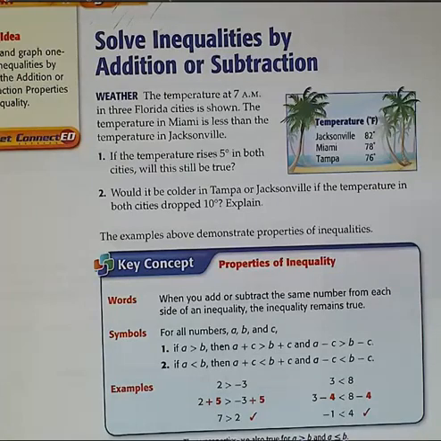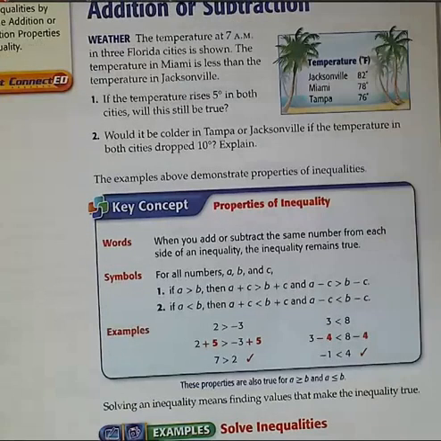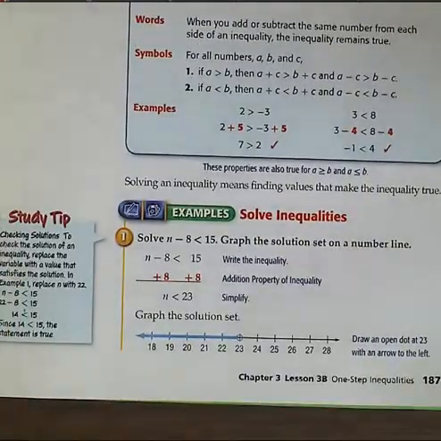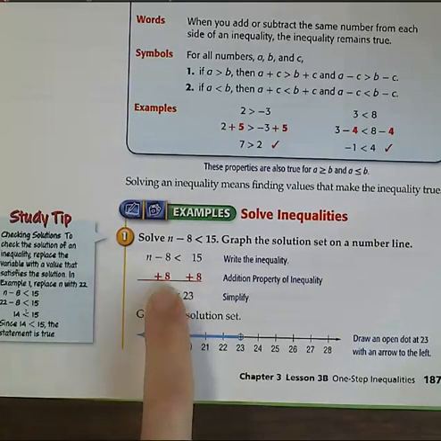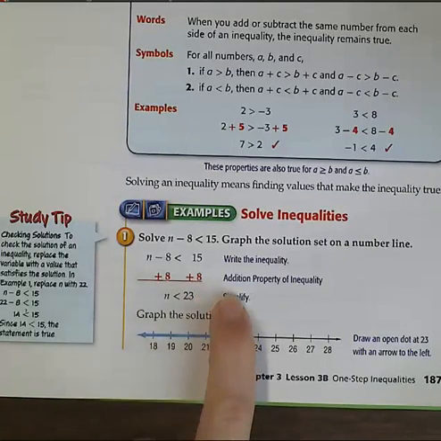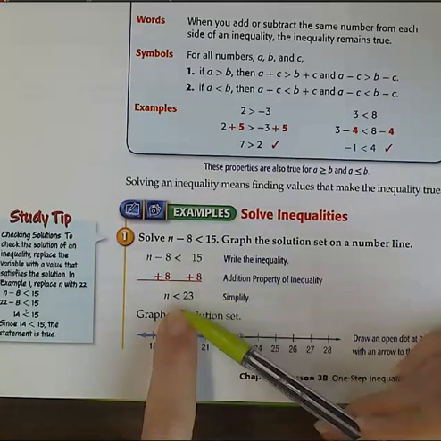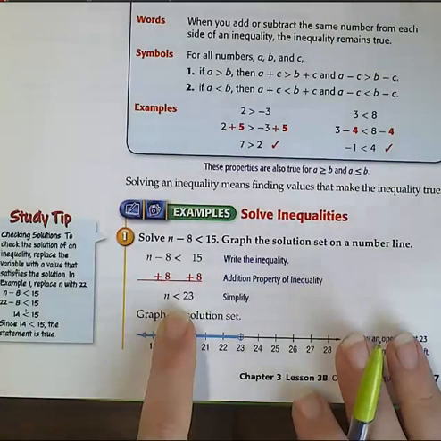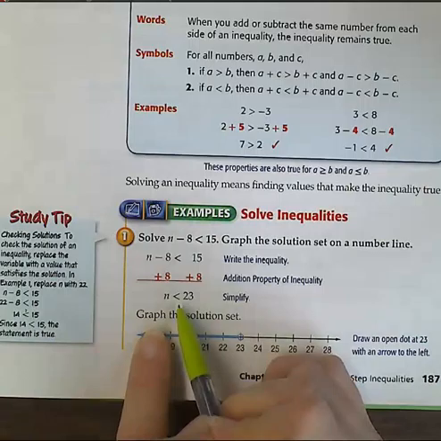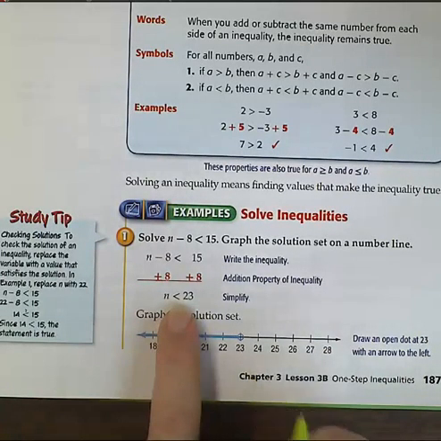They're exactly like equations. The only difference is you have a greater than or less than sign. So, for instance, on the bottom of page 187, it says solve this and then graph the solution set on a number line. Well, if I want n by itself, what is the inverse operation of subtract 8? Add 8. If I add 8 on this side, I have to add 8 on this side. Notice that the inequality sign stays the same. It's exactly like equations. The only difference is that instead of an equal sign, you keep the inequality symbol exactly the way it is.